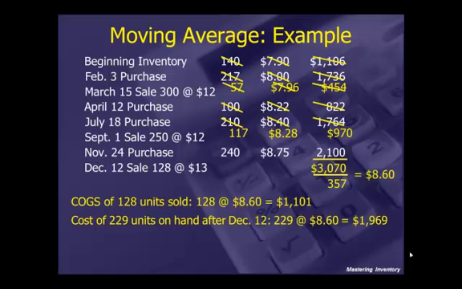So when we sell the 128 units at $8.60, that yields an additional cost of goods sold of $1,101. And of the 357 units that we had before, we've sold 128. That leaves 229 on hand in our ending inventory after the December 12th sale at $8.60, or a total cost of $1,969. Takes more work when you're using perpetual because each and every purchase, sale, transaction we have to do an update.